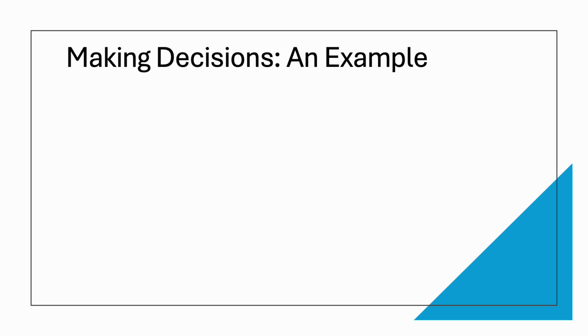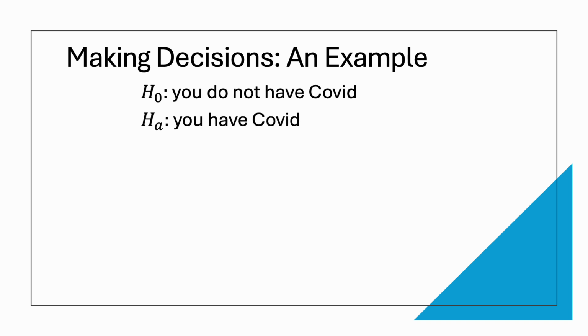So an example that I wanted to show you guys with the table is a null hypothesis where you do not have COVID. And the alternative is you do have COVID. And this is a great example because we take a test for this. We walk around every day assuming we do not have COVID.